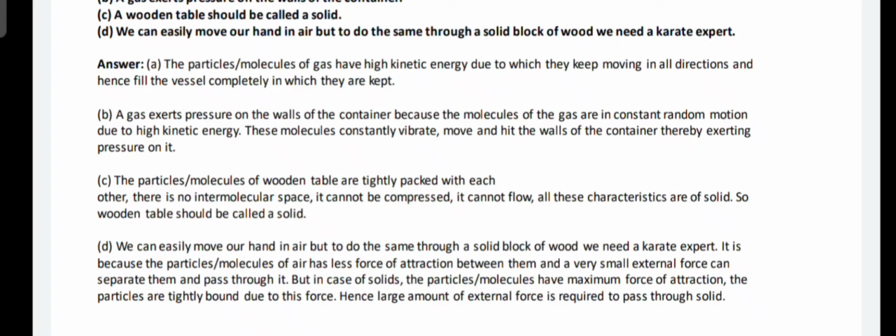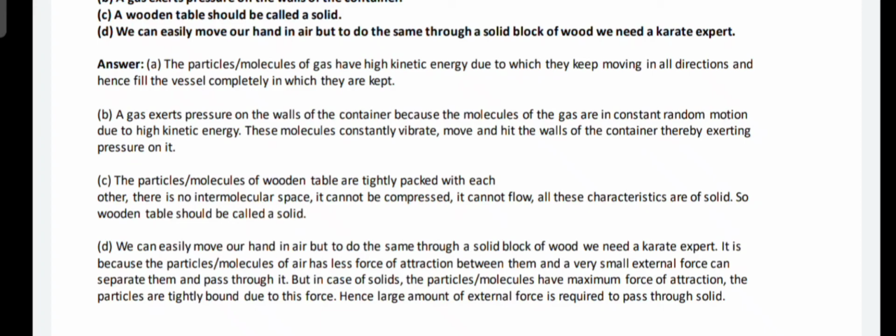C is, a wooden table should be called a solid. Why? Give the reason. Answer is, the particles of a wooden table are tightly packed with each other because it is solid. They don't have intermolecular space between the particles. So it cannot be compressed, it cannot flow. All these characteristics are of solid. So a wooden table should be called a solid.